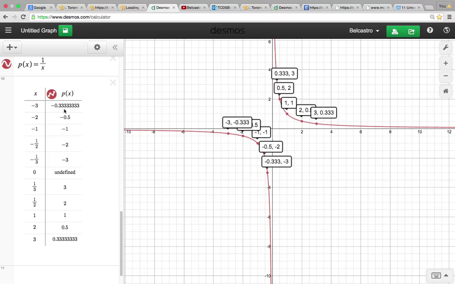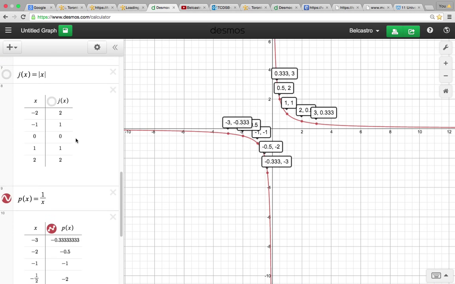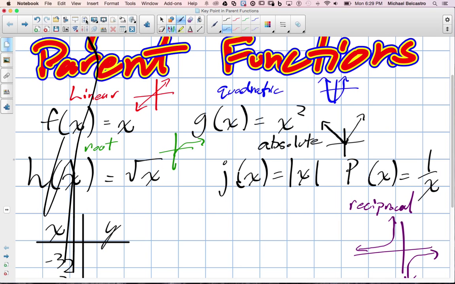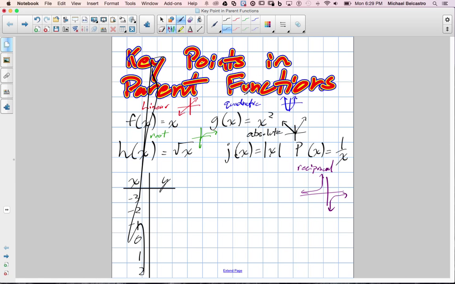So I've gone through a lot more key points in this reciprocal function. And this one's a much tougher one to work with. We're not quite used to that. Okay. So these are all of them. We'll kind of zoom out. These are the key points in some of the parent functions you need to know.